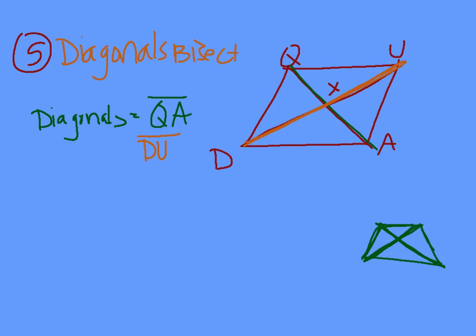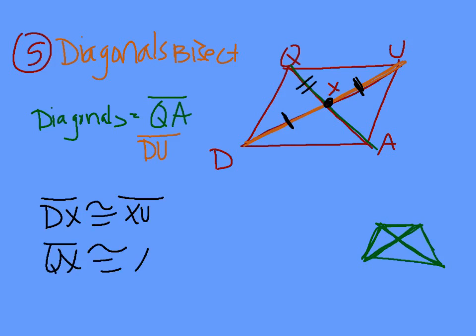And so what that means is that they cut each other in half. So if DU is cut in half, X is going to be the midpoint. So that would mean that from D to X is the same measurement as from X to U. So if you want to write that down, DX would be congruent to XU because the diagonals are going to cut each other in half. And then the other pair would be QX would be equal to XA.